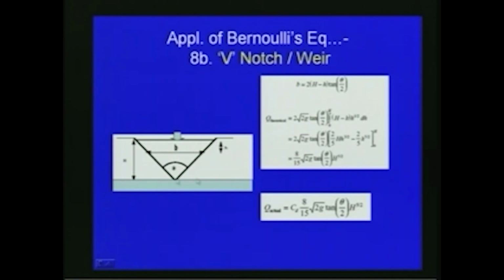So, in a triangular weir or a V notch, the discharge will vary with respect to the total depth of flow H to the power 5 by 2, and the actual discharge is equal to the coefficient of discharge multiplied by the theoretical discharge as shown in this slide.